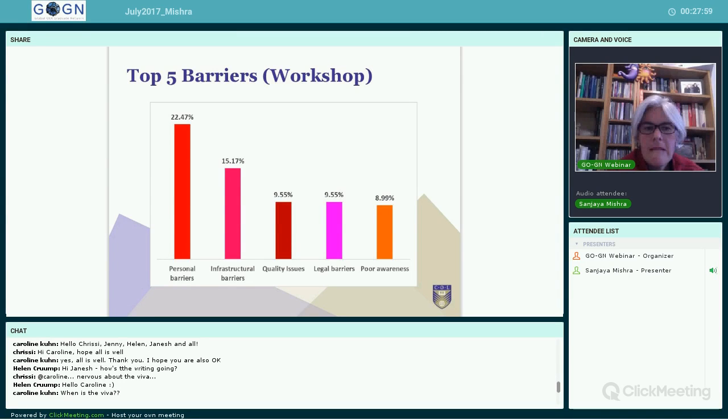The workshop data were analyzed from a different perspective, and we categorized them into the barriers, whether it's a personal barrier, an infrastructural barrier, quality issues, a legal barrier, or poor awareness. These are the five main categories of barriers that came up in the workshop. You remember we talked about the workshops, there was a session on barriers, and this is what the workshop participants talked about during the group discussions, the 2-4-8 group discussion.